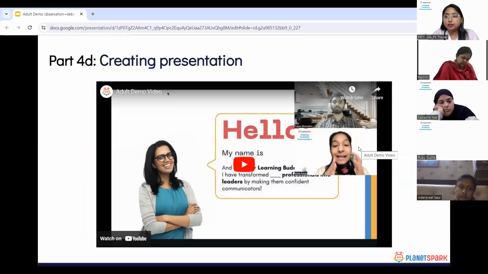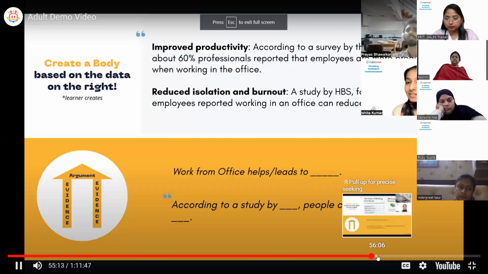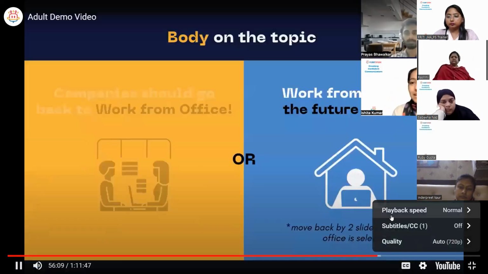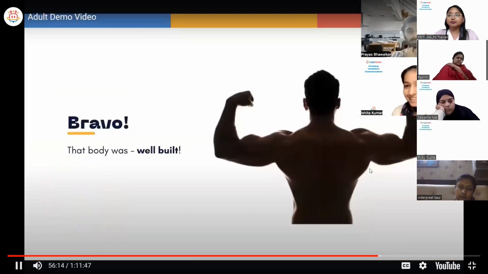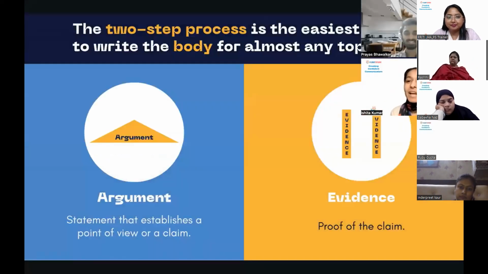So now comes the conclusion, and that is the last part. Can we move ahead? Yes. Okay, great. So we have built our body as well now. It's well built. Let's move forward. So we have to remember that any time we want to convince someone, while we are writing a body, we have to give an argument and a supporting evidence.